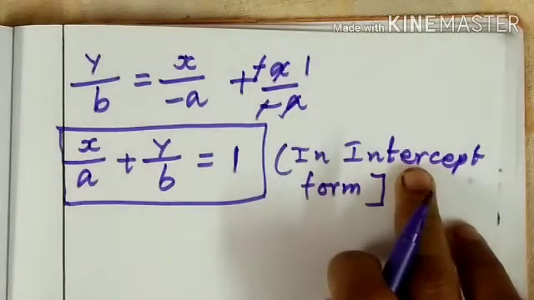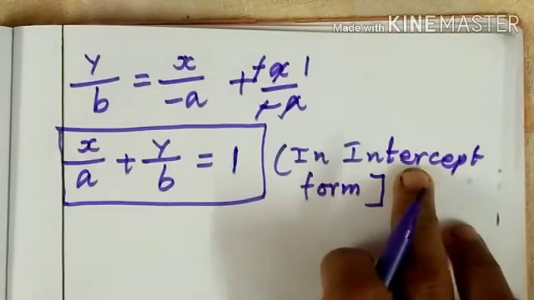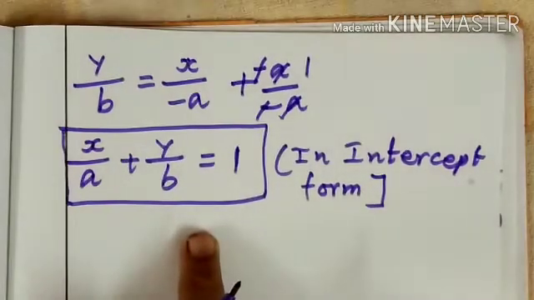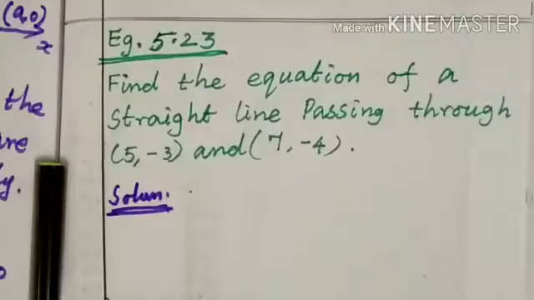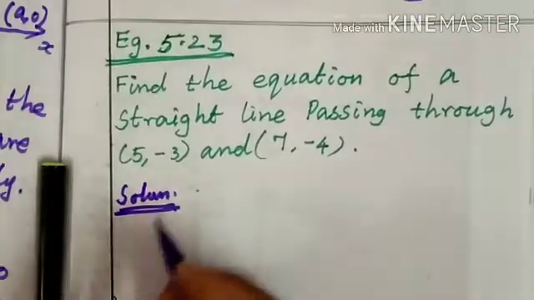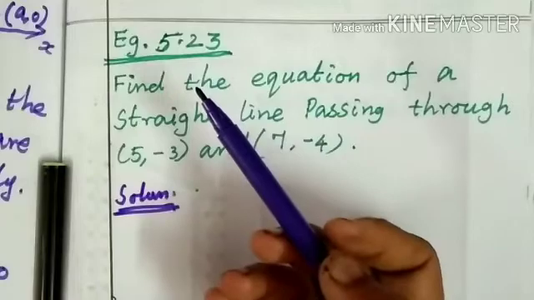The word intercept is nothing but the coordinate point that lies on the x-axis or y-axis. This is the equation of the straight line in intercept form. We have to do some examples by using these formulas. Let us see example 5.23.